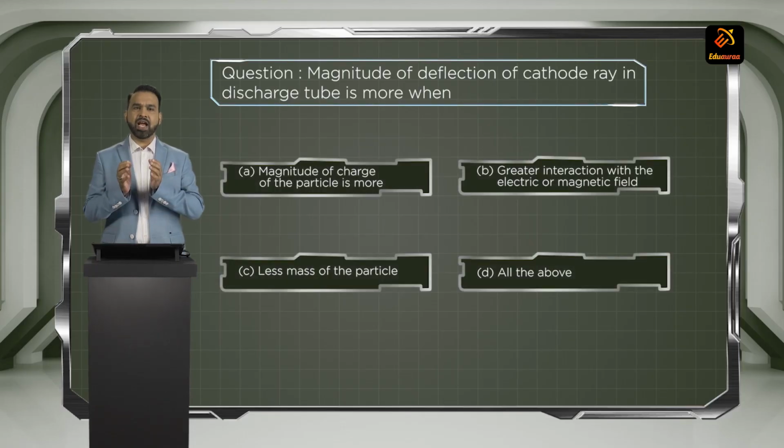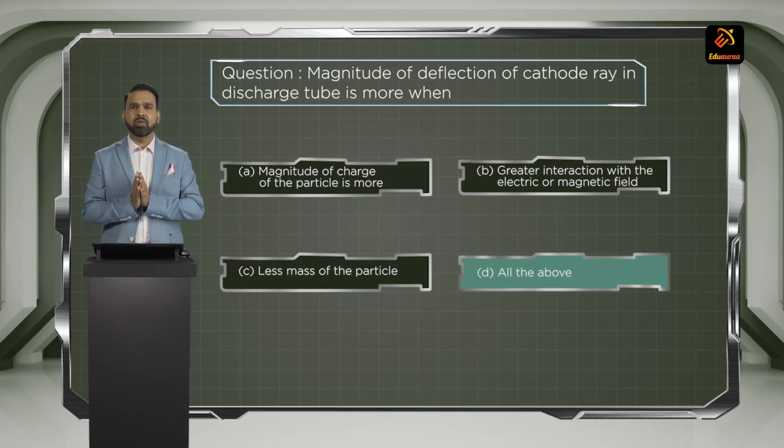Magnitude of deflection of cathode rays in a discharge tube is more when? Look at the choices and decide, students. When will the deflection be greater in the case of cathode rays? If you see, all of the above answers support the maximum deflection of cathode rays in a discharge tube. If you read all the choices one by one, all of them are factors which support it. Moving to the next question.